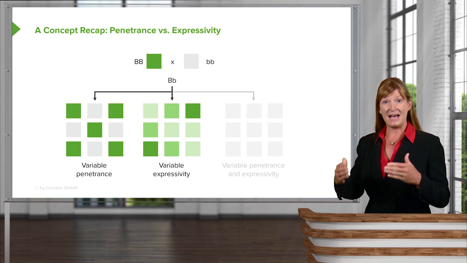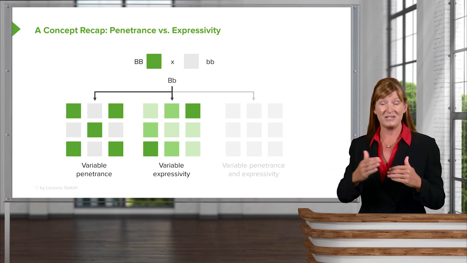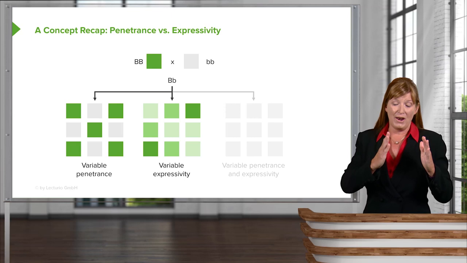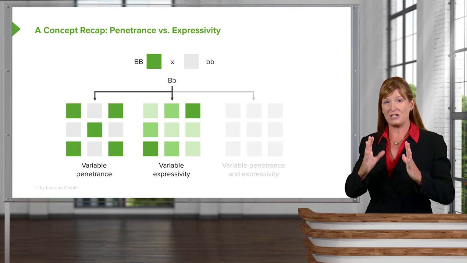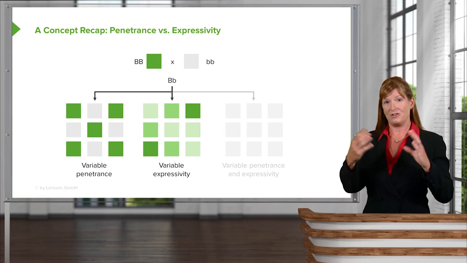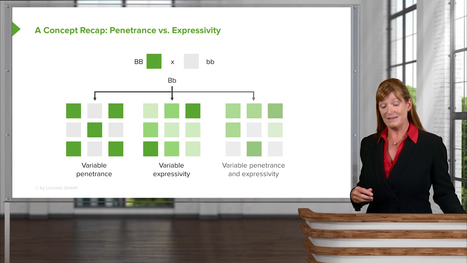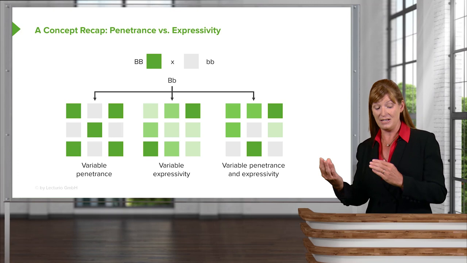It could be incomplete dominance, or it could be that the heterozygote has a greater impact on the expression versus the homozygous has less impact on the expression, or vice versa. So variable degrees of expression can be seen. And sometimes, of course, we see variable degrees of expression as well as variable penetrance, right? So things get even more complicated to pick out.